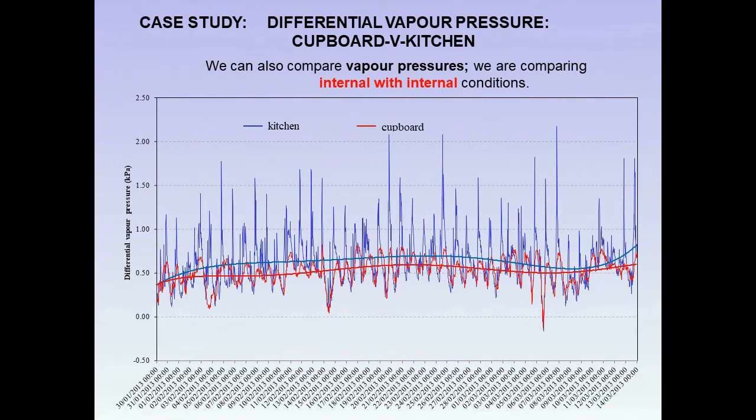We can also compare the vapor pressures in this case. In this case, we are comparing internal with internal, and again, we can see that the vapor pressures are very, very similar. So we have the same amount of water vapor in the air, in the kitchen and in the cupboard. So again, there is no extraneous source of water being added to the cupboard. The mould was simply due to the very high relative humidity due to the very low temperatures in the cupboard.